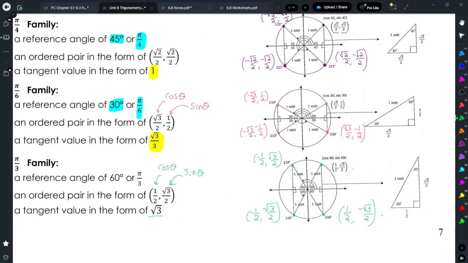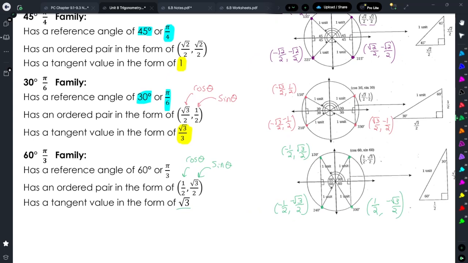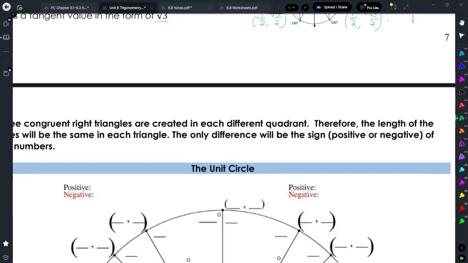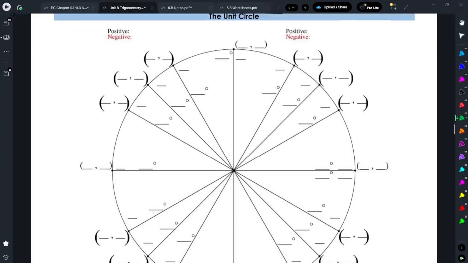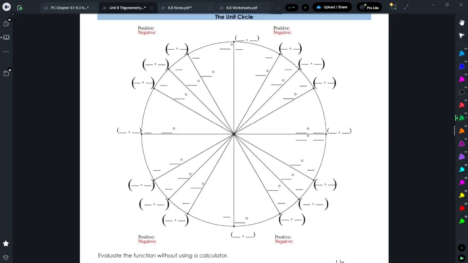So the unit circle, we're going to have all three of these families on it overlapped, and then also the quadrantal angles. So on the next page here, this is the blank copy of the unit circle that you'll be expected to produce on a test or quiz. And you'll get this exact picture, and you have to fill in the missing information.